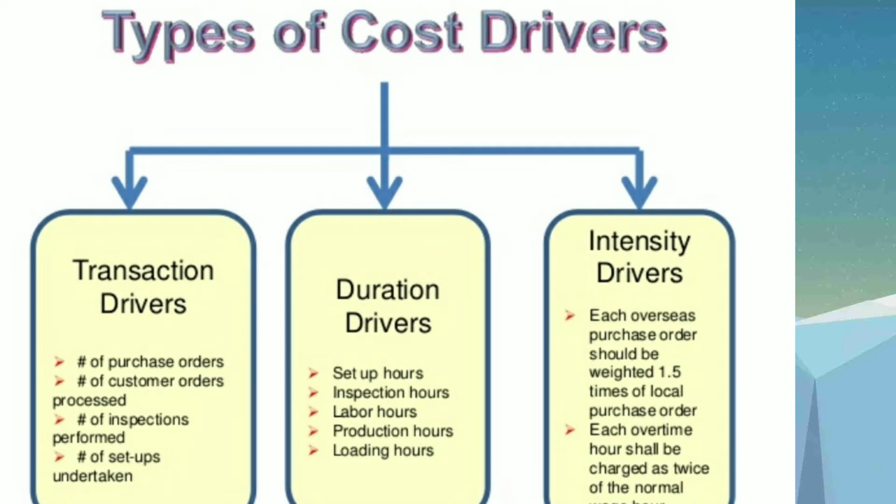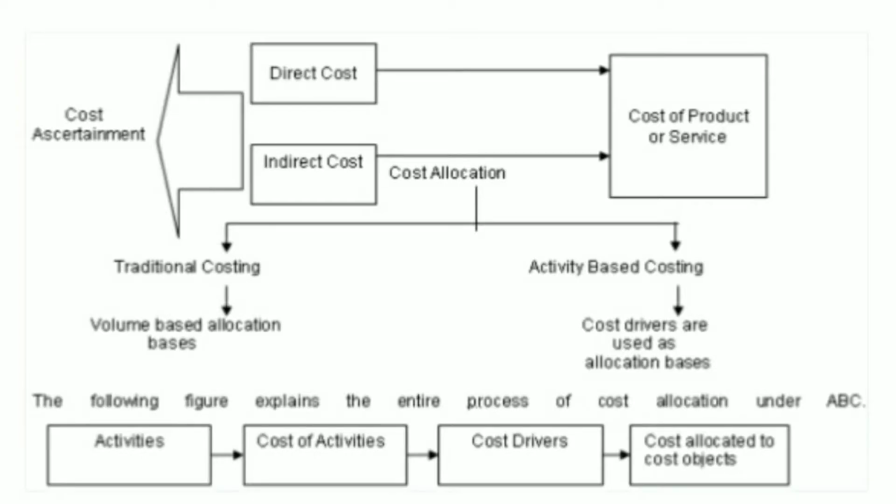Now we are going to look at a diagram of cost determination, cost ascertainment, जहाँ पे डायरेक्ट इनडायरेक्ट कॉस्ट आप देख रहे होंगे, कॉस्ट ऑफ प्रोडक्ट और सर्विस। साथ ही साथ इसकी दो बाइफर्केशन है, एक तो ट्रेडिशनल कॉस्टिंग, दूसरा एक्टिविटी बेस्ड कॉस्टिंग। Traditional costing is volume based, allocation based, and activity based costing is based on cost drivers.